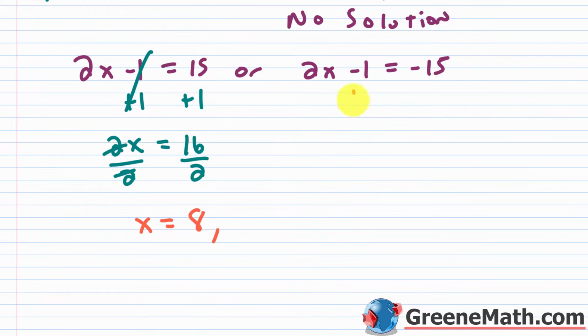Then over here, let's add 1 to both sides of our equation. We'll cancel this. We'll say 2x is equal to negative 15 plus 1 is going to give me negative 14. Let's divide both sides of the equation by 2. We'll cancel this.